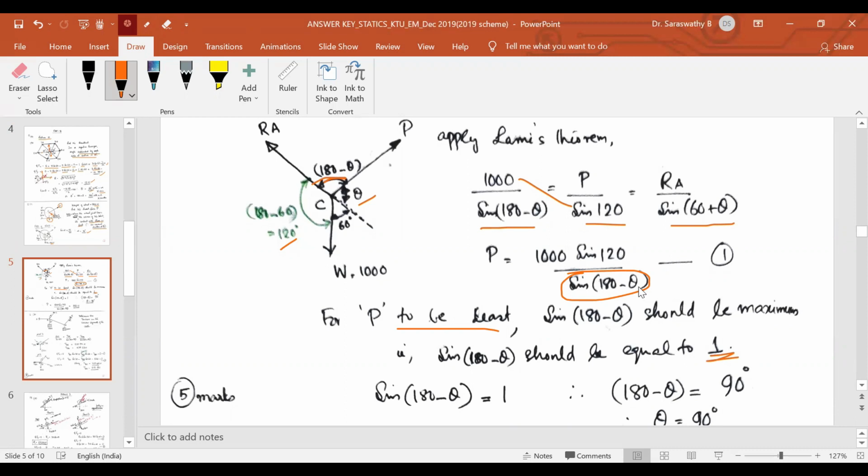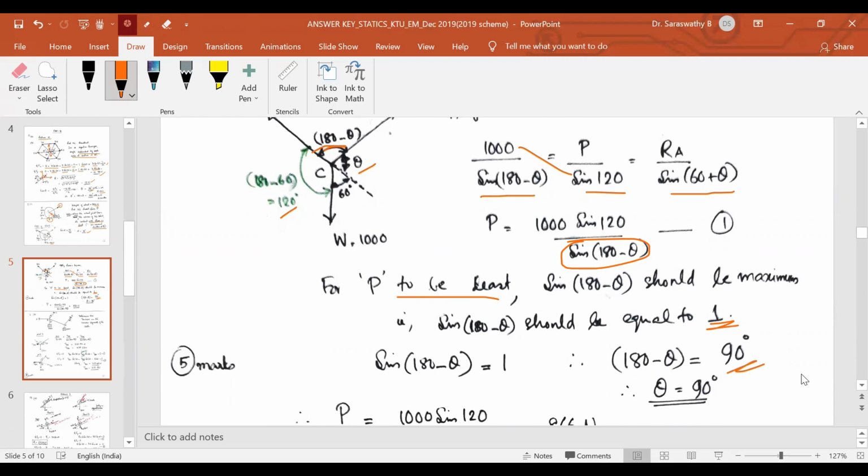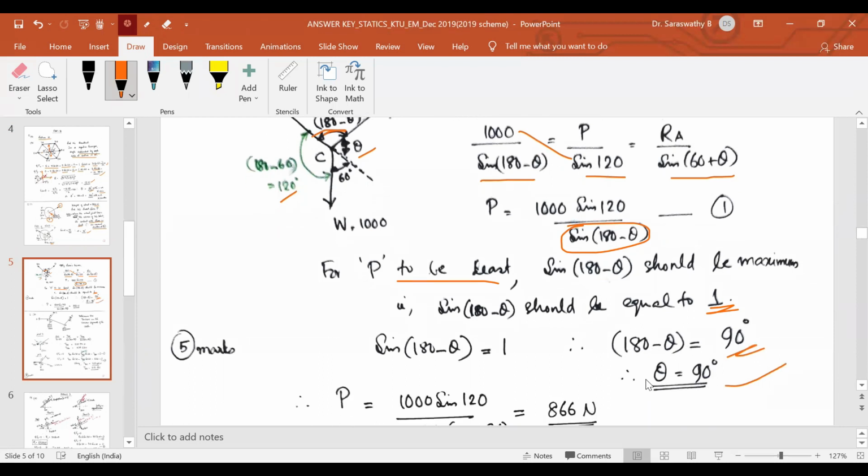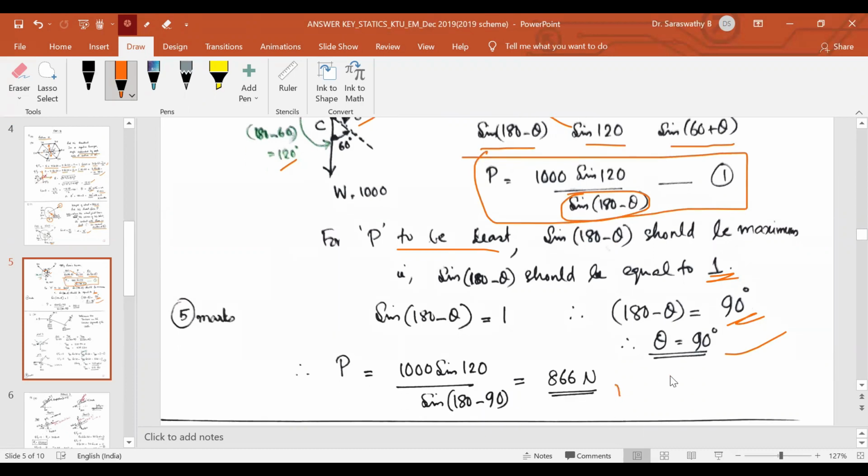Sine maximum value 1 means 180 minus theta should be equal to 90 degrees, because sine 90 is 1. So 180 minus theta is 90, so we'll get theta equal to 90 degrees. So the angle between P and RA should be equal to 90 degrees. Substitute this 90 degrees in this expression, the expression for P, equation 1. You put theta equals 90, we'll get 866 Newton. Okay, so that is a 5 marks question, application of free body diagram and then applying Lami's theorem.